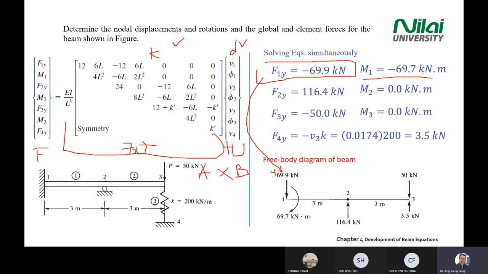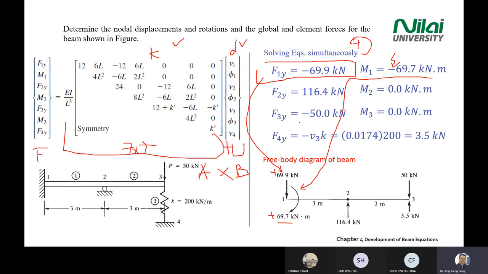For the moment, you get negative 69 kilonewton meter. The moment in our definition, positive is anticlockwise. So you have a negative sign, it becomes clockwise. That's why in this diagram you are seeing clockwise. However, the magnitude is positive, 69 kilonewton meter. The direction for the moment, according to your answer, is negative, so it's clockwise direction. You apply the same for point 2 and point 3.